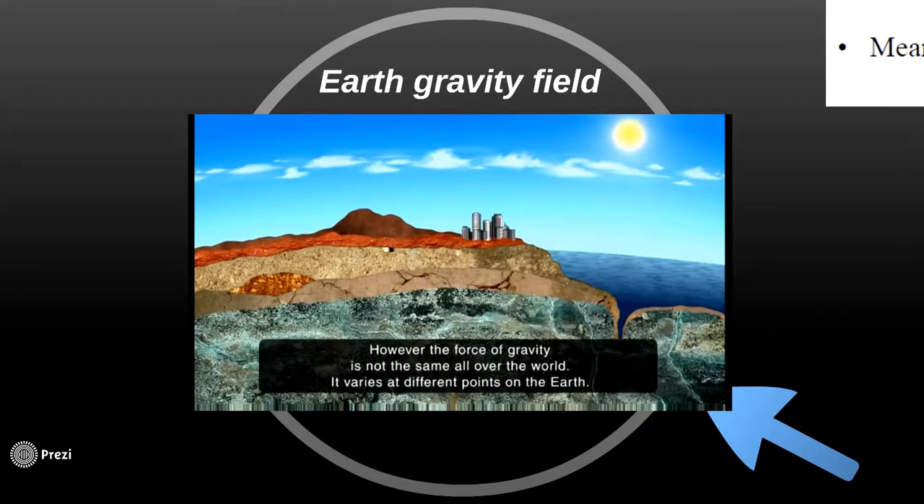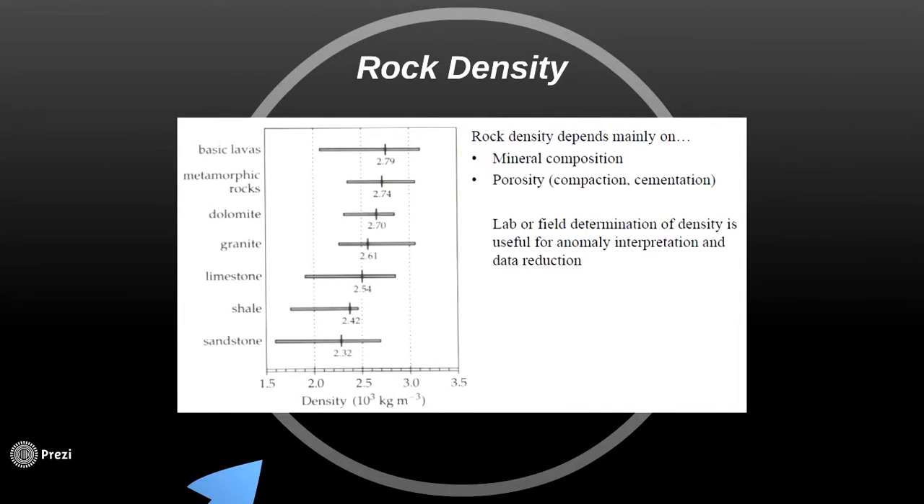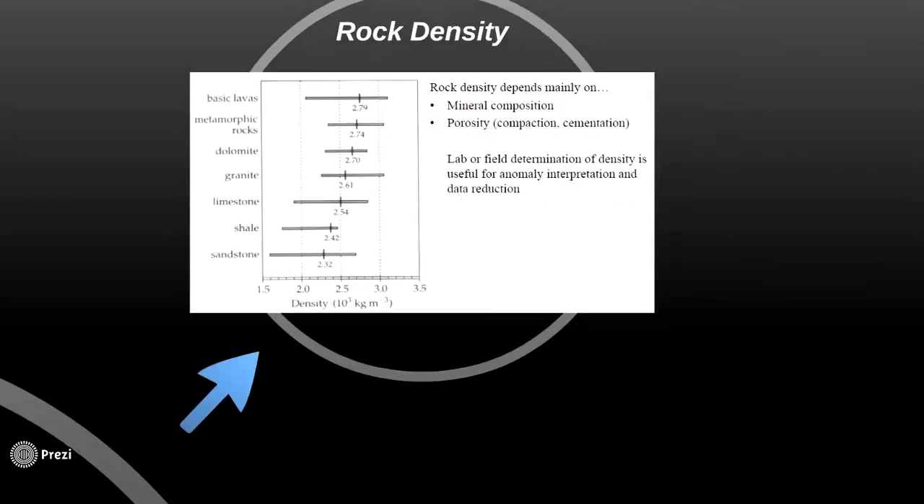So if we talk about the Earth's gravity field, the force of gravity is not the same all over the world. It varies at different points on the Earth, and parameters such as mountains, ocean ranges, and tidal movements all affect the gravity measurements. The most important parameter is the rock density. Here in the picture you may see the range of the most widespread densities all over the world. Even a small change in the rock density gives a high gravity anomaly. The rock density depends mainly on the mineral composition, porosity, compaction, and cementation.